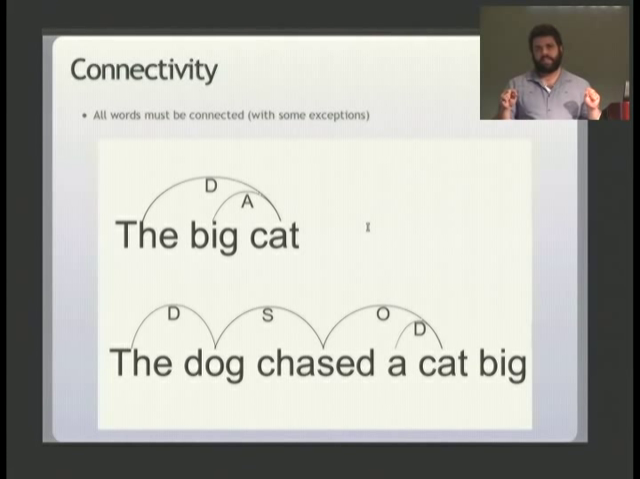But so, the big cat is fine. Even though it's a sentence fragment, it's well defined under this toy grammar because all the words are connected to each other. But the dog chased a cat big does not work because big needs to connect to a word to its right with an adjective relationship, but there is no word for it to connect to. So that second sentence is not valid.